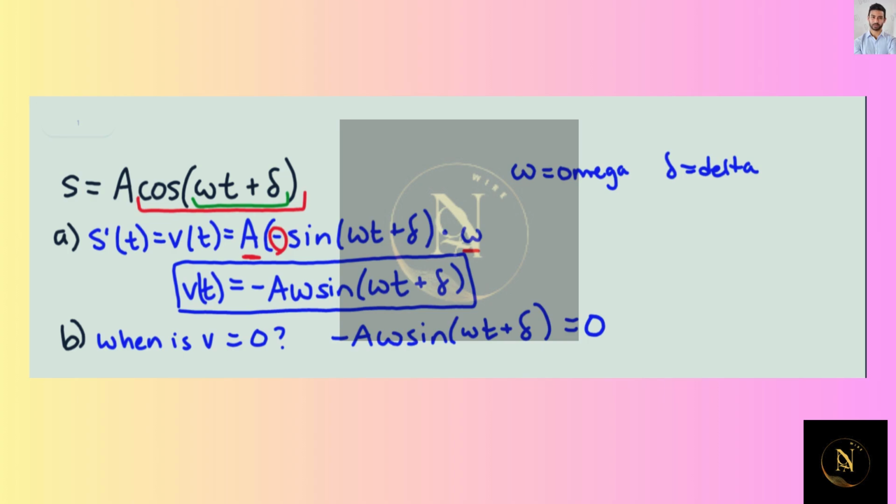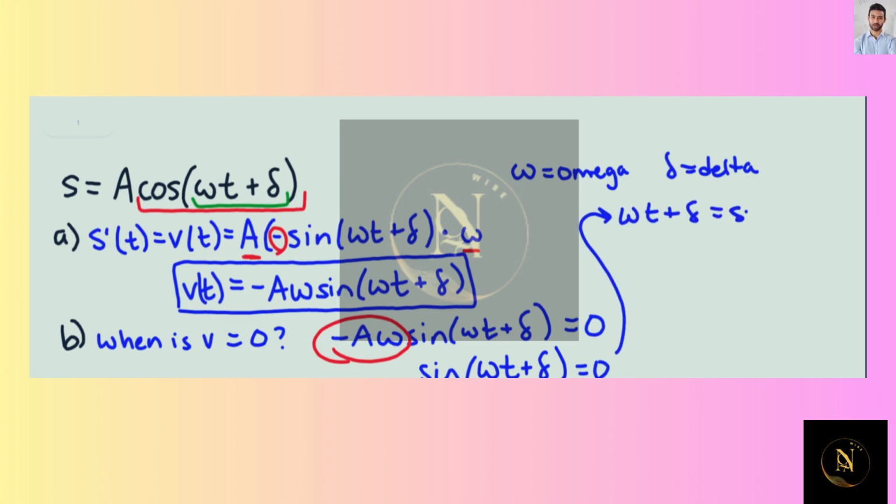So that's solving a trigonometric equation. It's going to involve lots of trig. The first thing we can do is divide both sides of the equation by negative A omega, and we have the sine of omega t plus delta equals 0. The next step is going to be to take the inverse sine of both sides. And so we have omega t plus delta equals inverse sine of 0. That means the angle whose sine is 0. And it just so happens, lucky us, that one of the angles whose sine is 0 is just 0 radians.